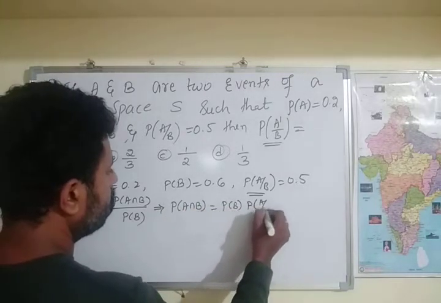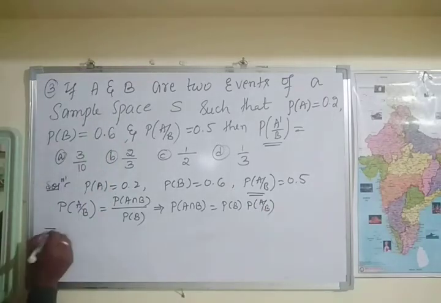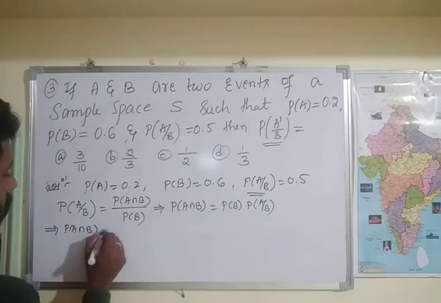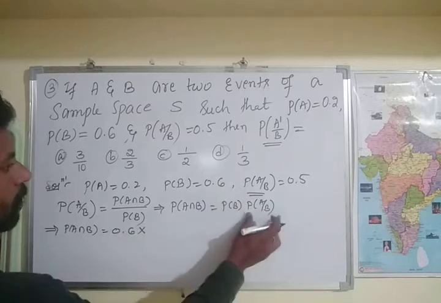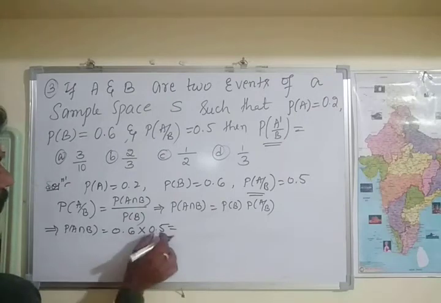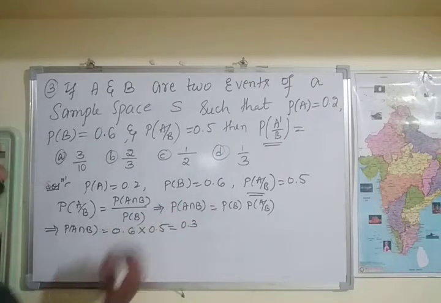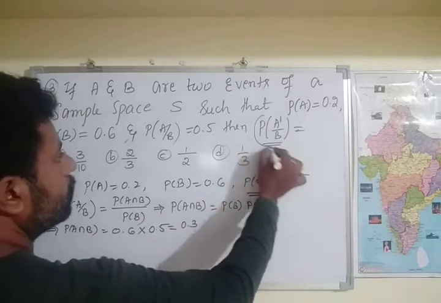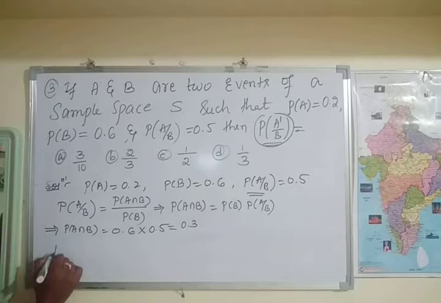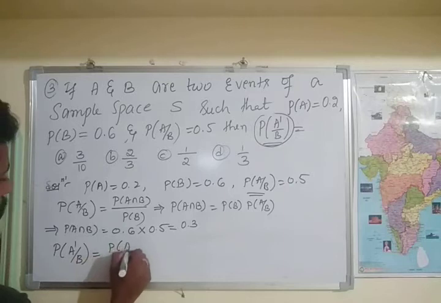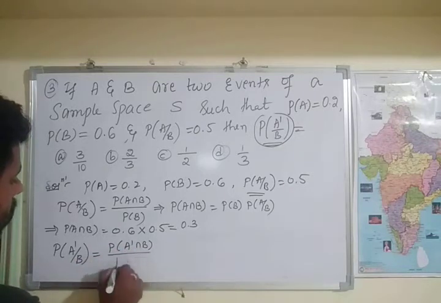Next step: P of A intersection B is equal to P of B, whose value is 0.6, into P of A given B, which is 0.5. Here we get 6 fives are 30, that is 0.30 or 0.3. This is P of A intersection B. Now, using this data, we have to find P of A dash given B. P of A dash given B can be written as P of A dash intersection B divided by P of B.